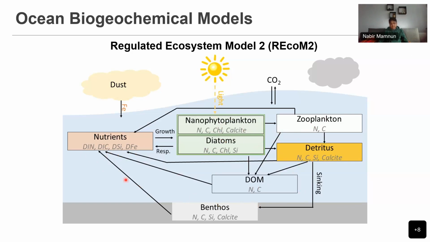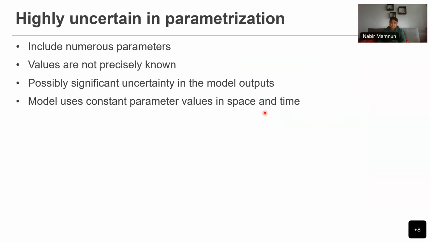So we get a cycle buildup, and each arrow in this cycle, each process, is represented by simplified schemes known as parameterizations, and they have one or more parameters. That's why in the ocean biogeochemical model we have numerous parameters, and the values of these parameters are not precisely known. In turn, they translate into possibly significant uncertainty in the model outputs.